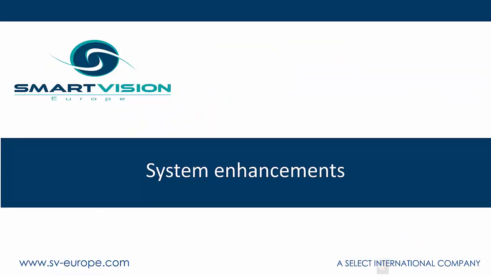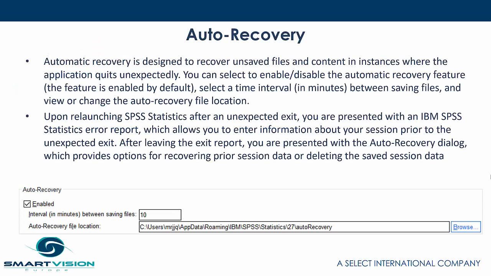In terms of improvement to the overall system itself, perhaps the most fundamental one is the introduction of auto recovery. So automatic recovery is designed to help you recover unsaved files and content in instances where the application is quit unexpectedly. And you can actually enable or disable this feature within edit options. You can change the time interval that it uses between saving the files and change the file location to a different folder where it's saving the auto recovered file.